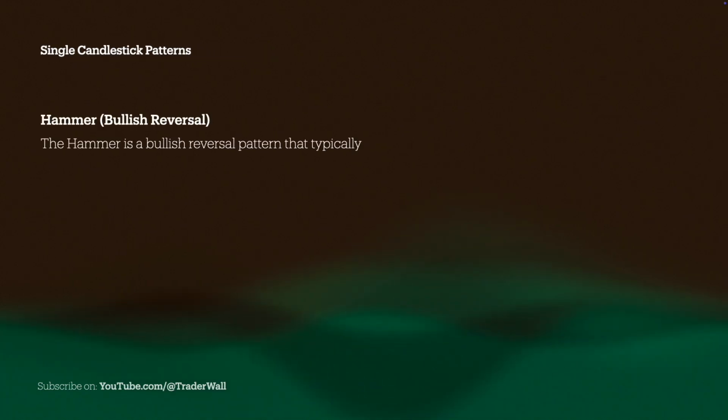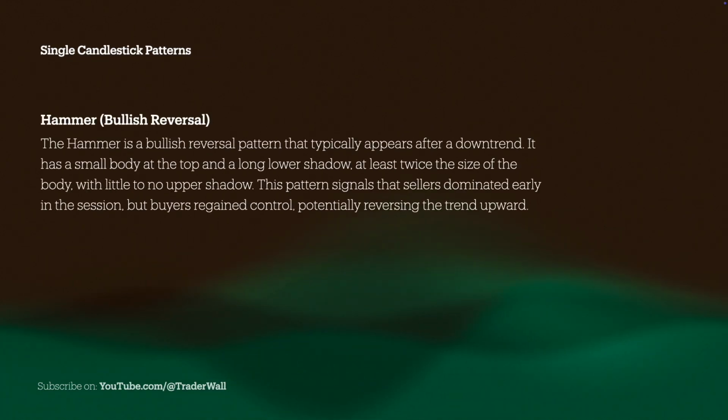Single candlestick patterns. Single candlestick patterns consist of one candle and are easy to identify. Despite their simplicity, they provide powerful signals about potential market movements. Hammer, bullish reversal. The hammer is a bullish reversal pattern that typically appears after a downtrend. It has a small body at the top and a long lower shadow, at least twice the size of the body, with little to no upper shadow. This pattern signals that sellers dominated early in the session, but buyers regained control, potentially reversing the trend upward.